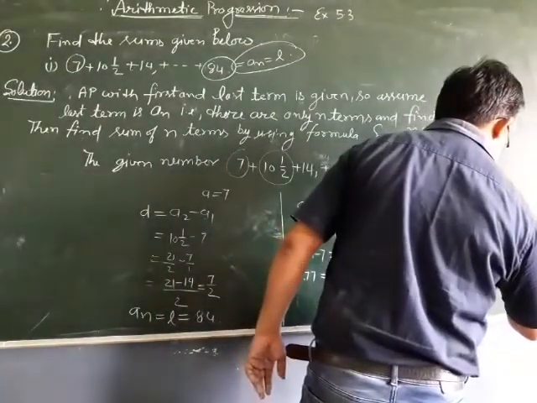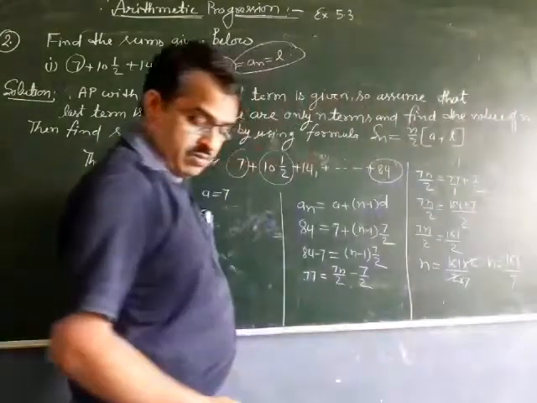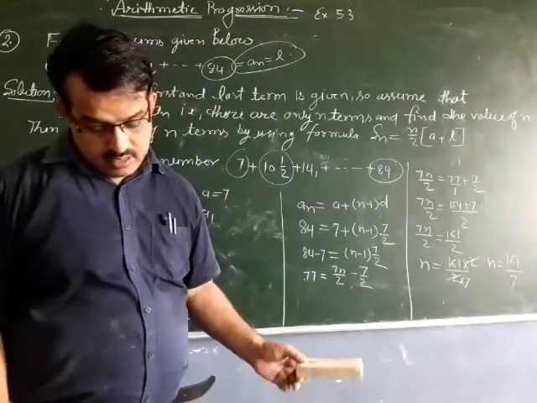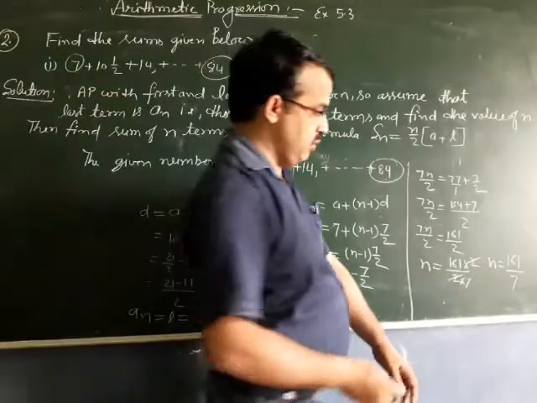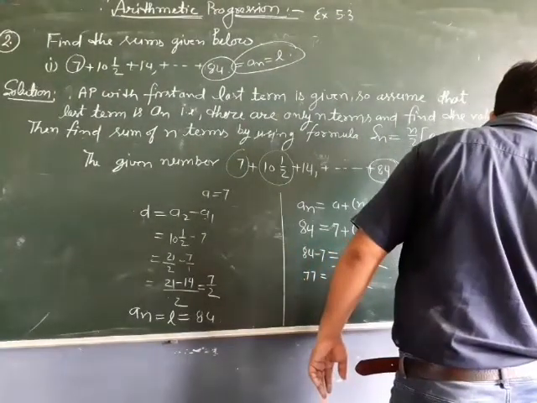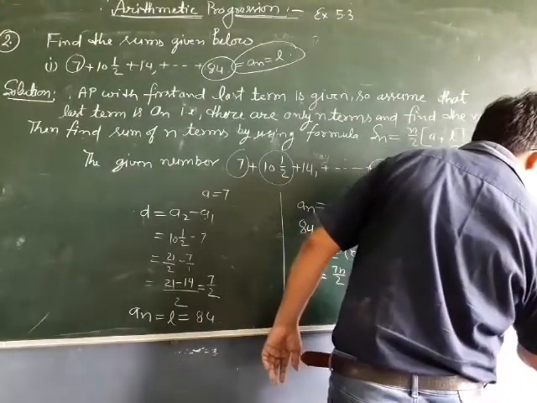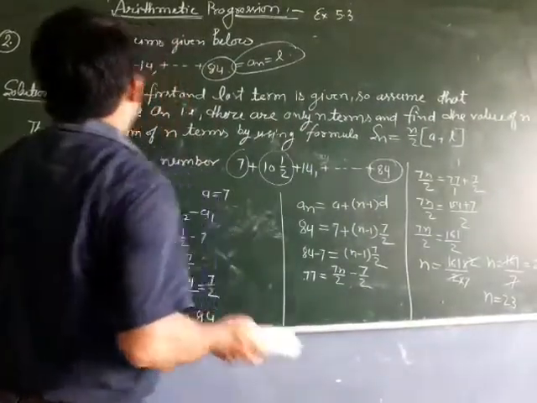N is equal to 161 by 7. So what we get here? 7 twos are 14, and 7 threes are 21. N is equal to 23. We find n is equal to 23.